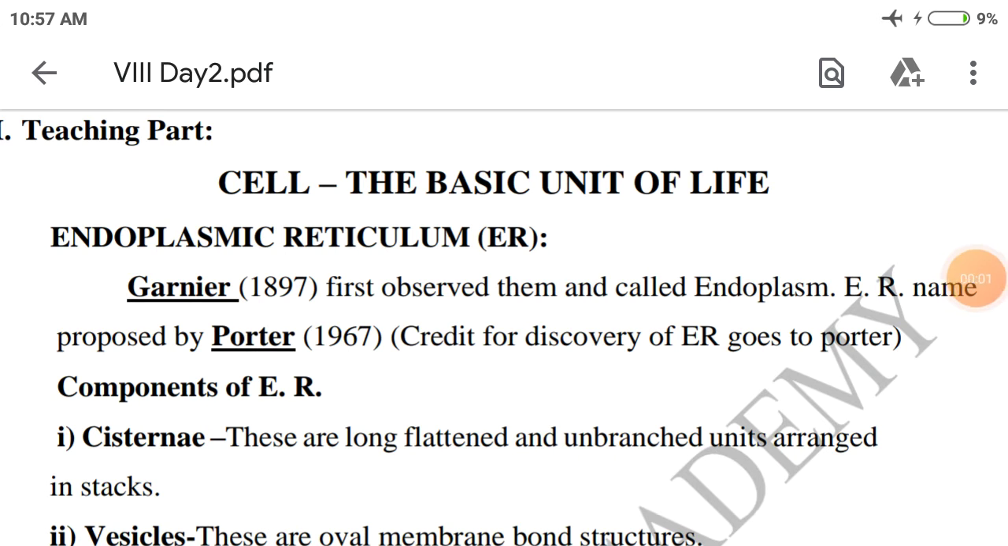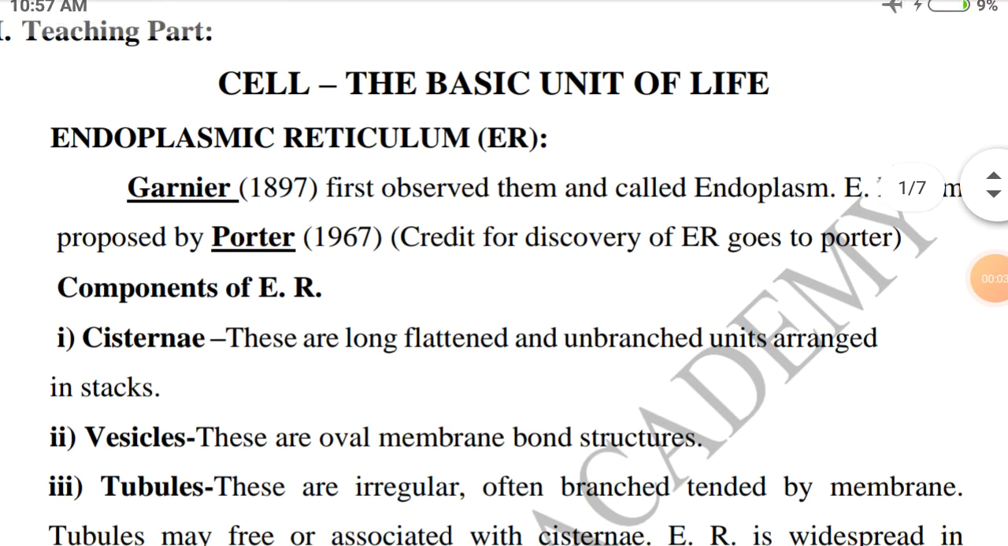Cell, the basic unit of life. Endoplasmic reticulum. So who observed the endoplasmic reticulum first? Garnier, and he kept the name endoplasm. And who proposed endoplasmic reticulum? Porter in the year of 1967.